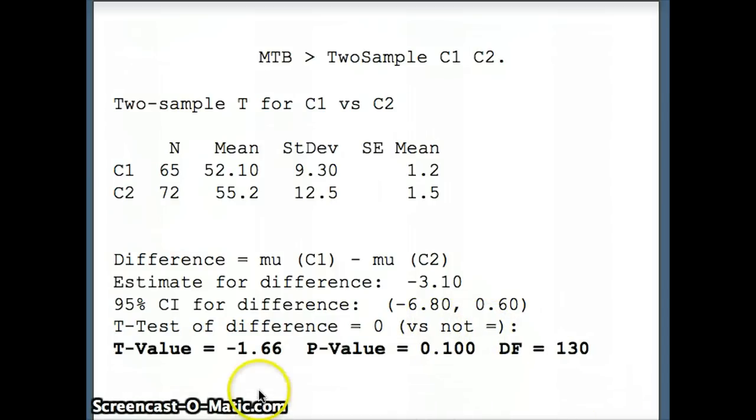Now it's giving us the test statistic, negative 1.66, the p-value of 0.100, and the degrees of freedom, which is 130, very large degrees of freedom. So we have to determine: is negative 1.66 an extreme t-value or not? Well, the p-value tells us it's 0.1. So the likelihood of getting numbers this different from each other just by random chance is almost 10%, which is relatively high. So this is not an extreme t-value, not enough for us to throw out h0.